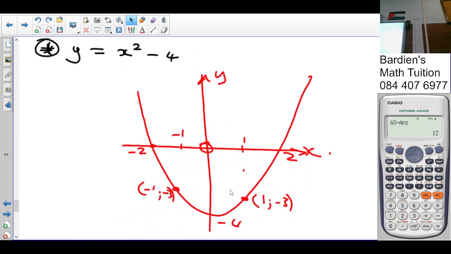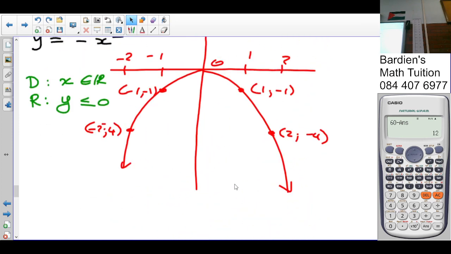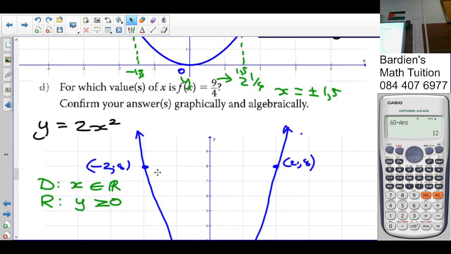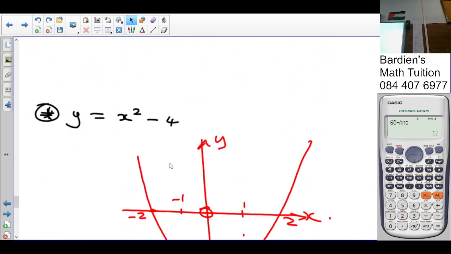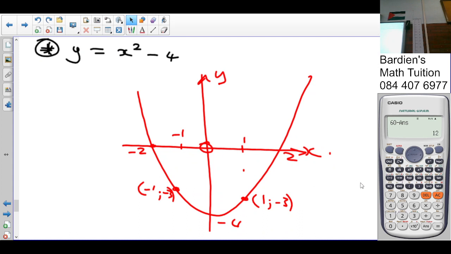Let's do the domain and the range of this graph. Didn't I give you 3 for more? Oh, that's the 1, 2, right. Same thing, domain and range. Domain, all possible x values. Range is all possible y values.